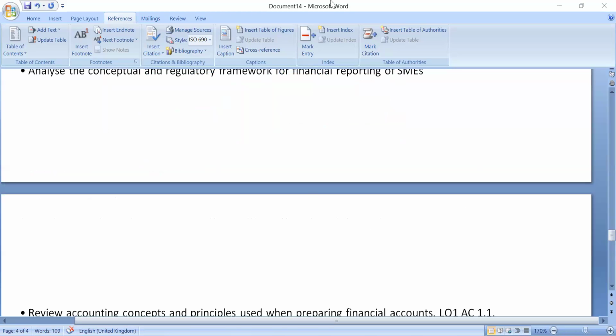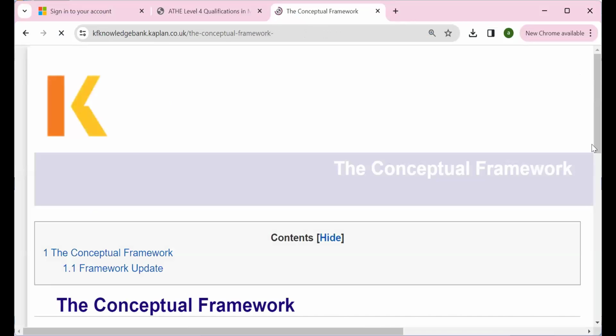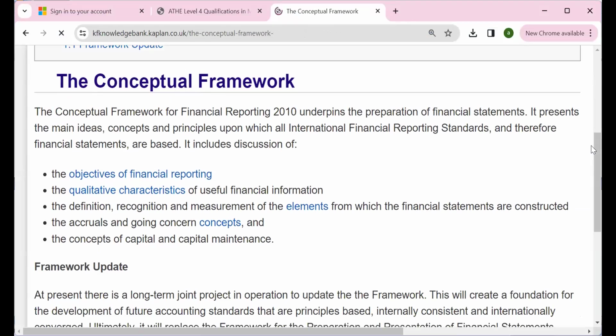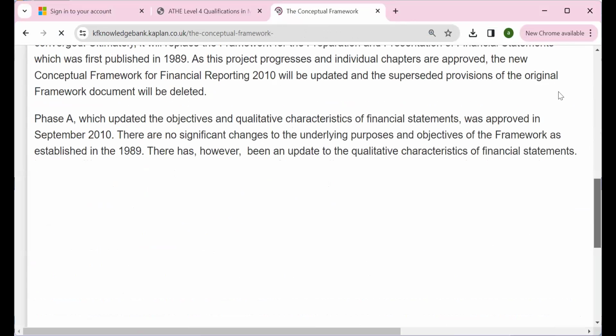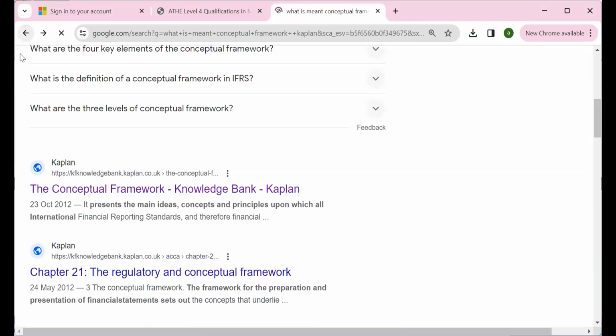Yeah. So write. Make sure, please, don't copy. Just write in your own words. So you will see the conceptual framework we have. Now it will take you straight to the chapter. Conceptual framework for financial reporting, underpinning the preparation of the financial statements, ideas, concepts, principles of different reporting standards. So that can be included, and you can reference it, which is quite good to do, and that is the way you can design and structure your assignment.